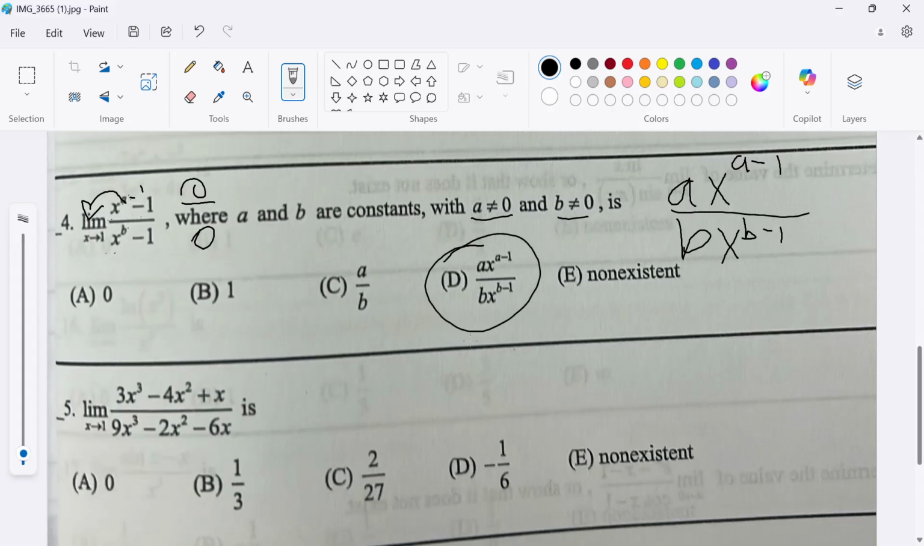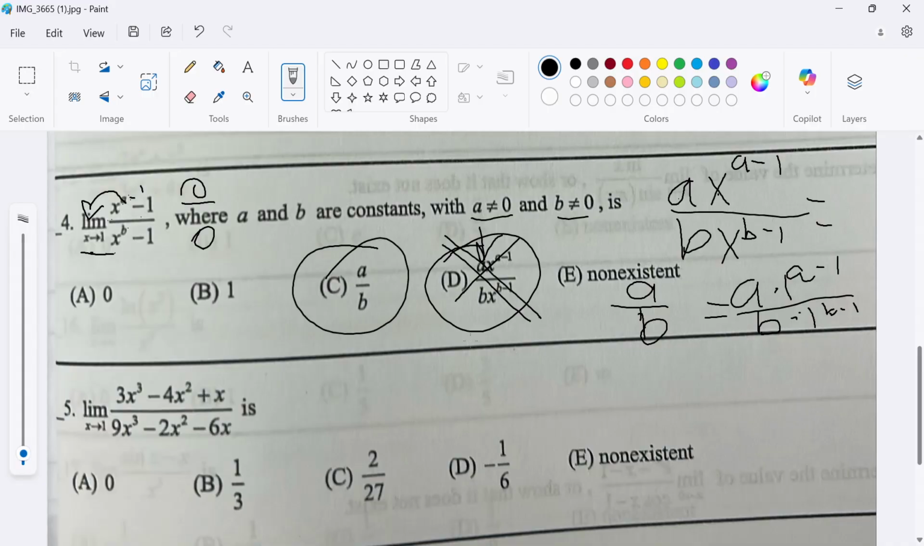Well, that's one of the answers. Isn't that it? No, because I have to take the limit as x approaches 1. This is what I picked before. It's wrong. This is a times 1 to the a minus 1 power divided by b times 1 to the b minus 1 power. Well, 1 to any power is 1. So a times 1 is a. b times 1 is b, so the answer is a over b. This is an interim answer, but not the final answer.